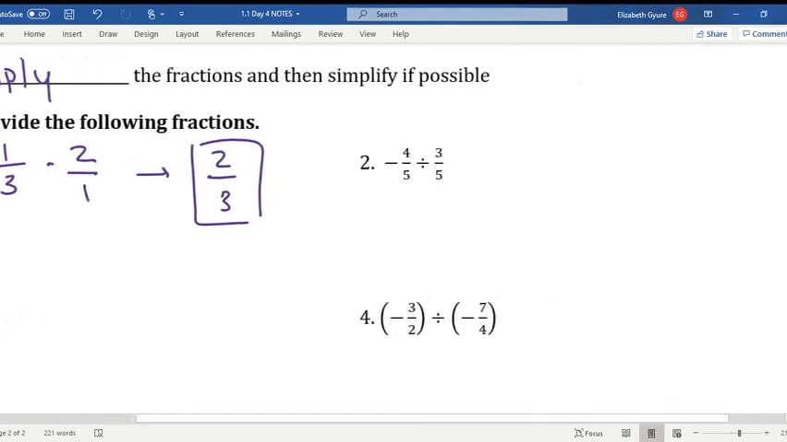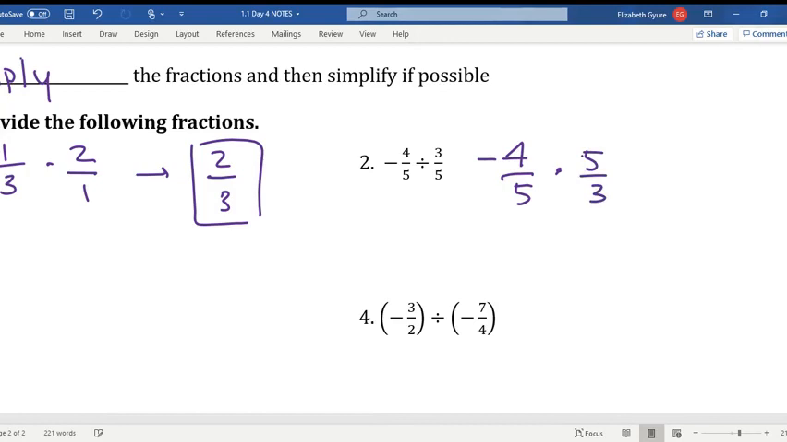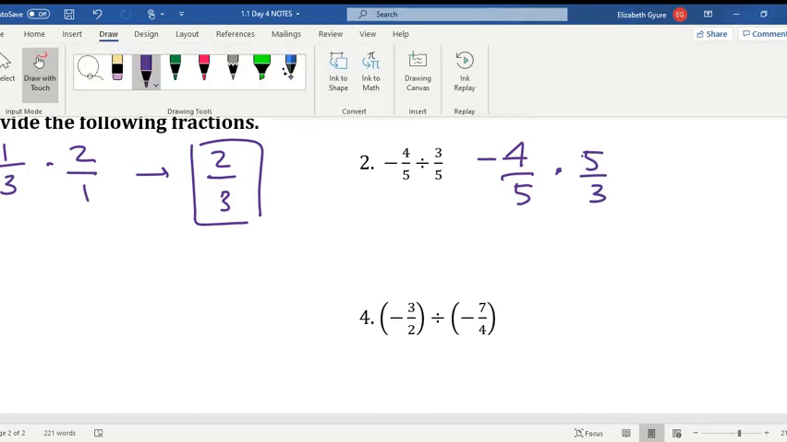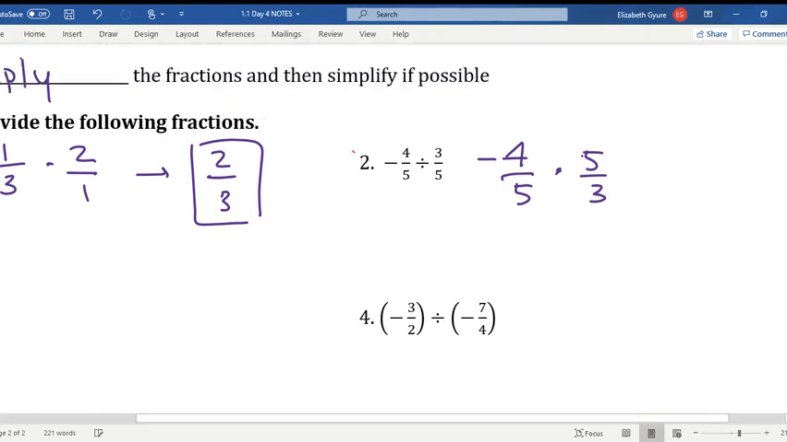All right, number 2. We got -4/5 divided by 3/5. So follow our steps. What do we do first? Keep the first fraction. So -4/5. Then we change it to multiplication. Then we flip the second fraction and write it as 5/3. Good. Anybody we can cross reduce here? Yeah, the 5s. What can I change those 5s into? 1s, because 5.